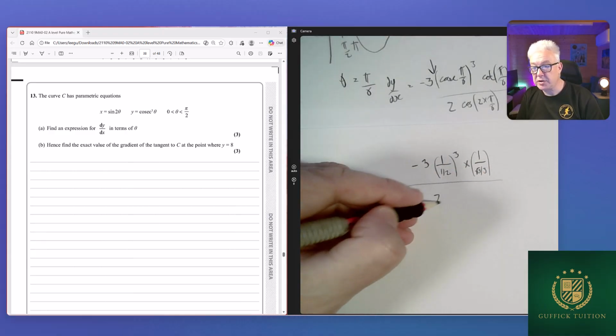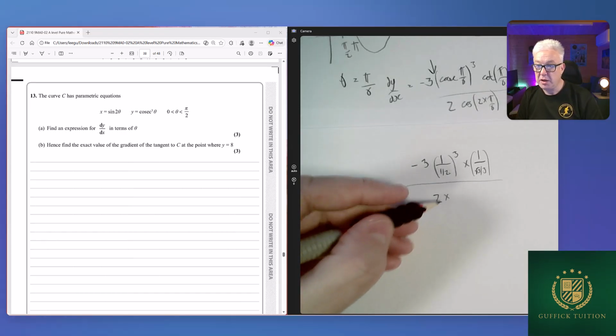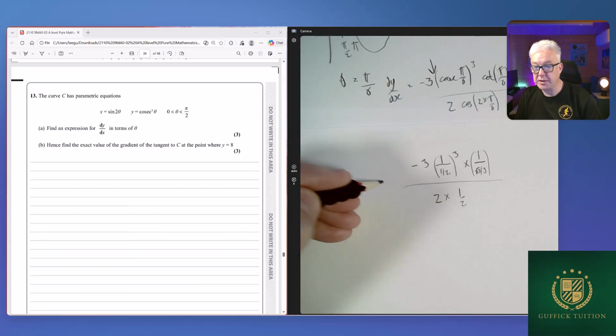So we've got 1 over root 3 over 3 there. Okay, and then this is over 2 times by cosine of pi over 3, because 2 times pi over 6 is pi over 3. So cosine of pi over 3 is equal to a half. So that's going to be 2 times by 1/2. Well, that's super nice, isn't it?